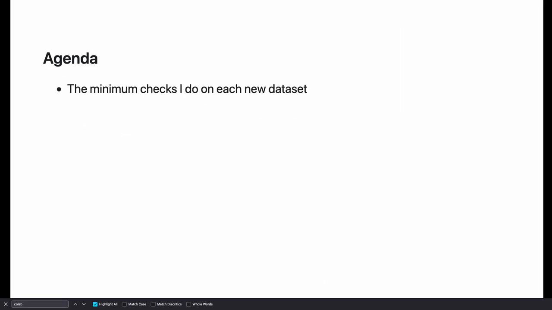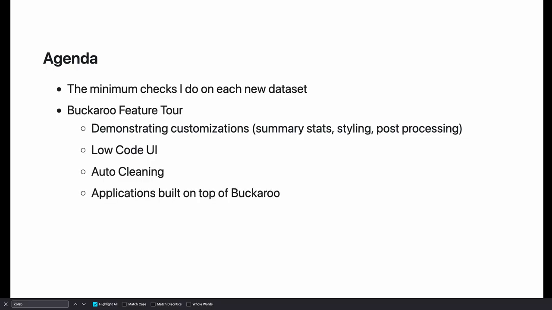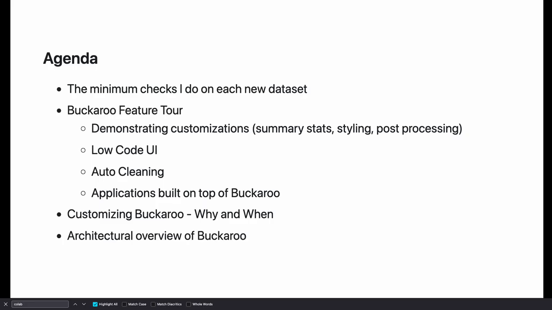So I'm going to go through the minimum checks I do on each new data set, a Buckaroo feature tour, including how you can customize it with summary stats, styling, and post-processing, the low-code UI that's built into it, auto-cleaning, which builds on the low-code UI, and applications you can build on top of Buckaroo with these customizations. Then, when to customize and why, and the architectural overview of Buckaroo.